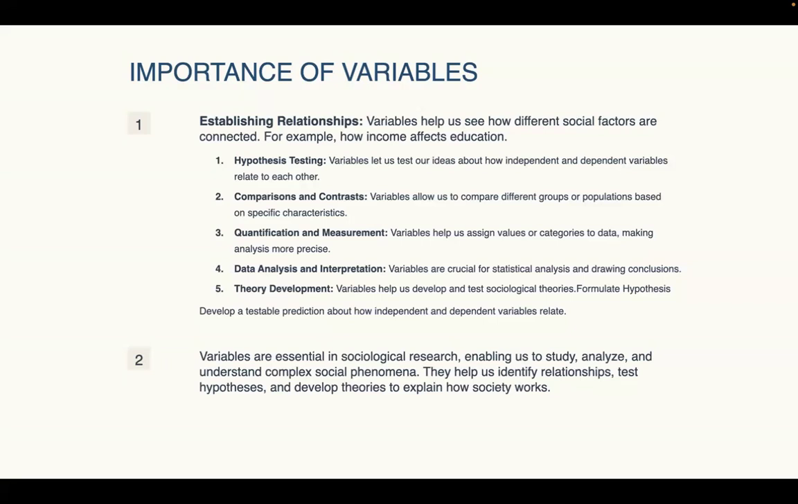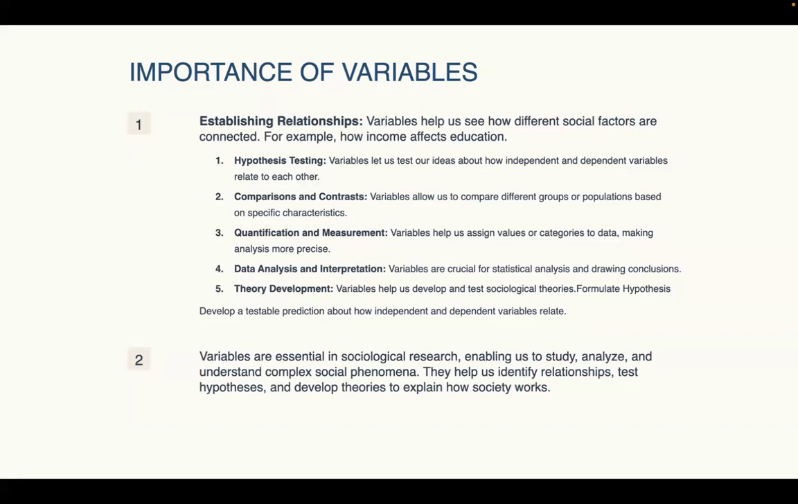The next importance is quantification and measurement. Variables help us assign values or categorize data. So we can categorize different data based on the variables, and we can quantify also. If we do not have variables, how can we quantify different things? Say, for example, the Oxfam report. With the use of variables only, they came to a conclusion that the top 10% owns more than 90% of property in the country. It is also extremely helpful in data analysis as well as interpretation.